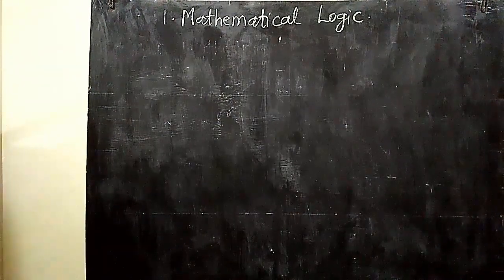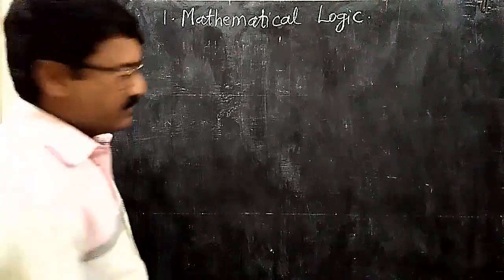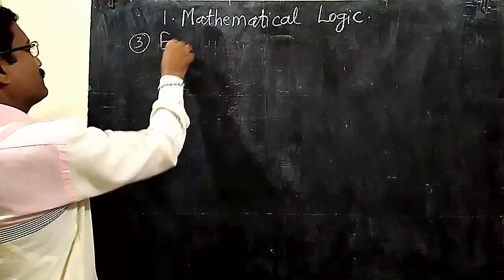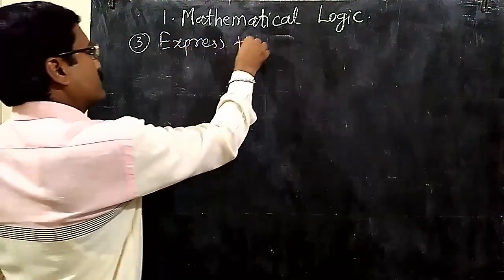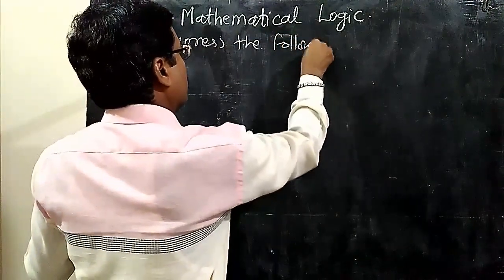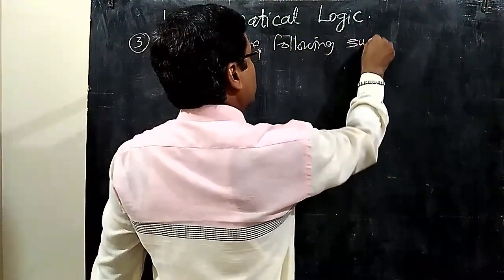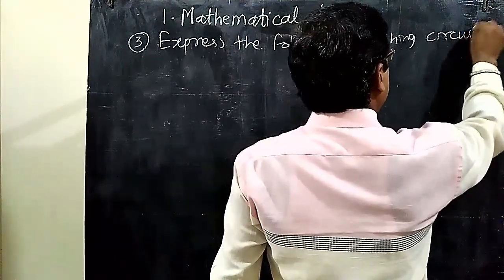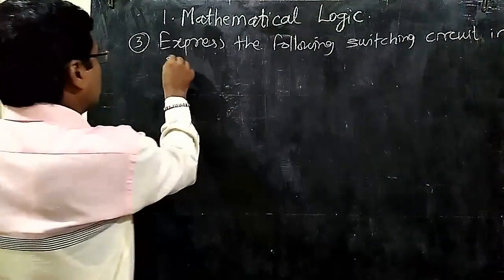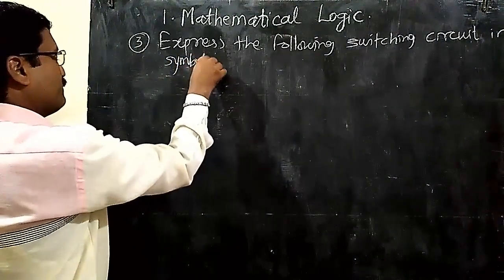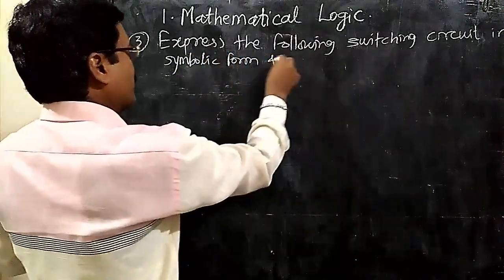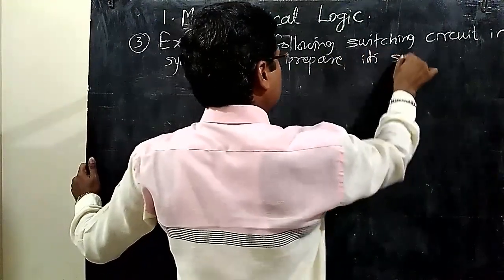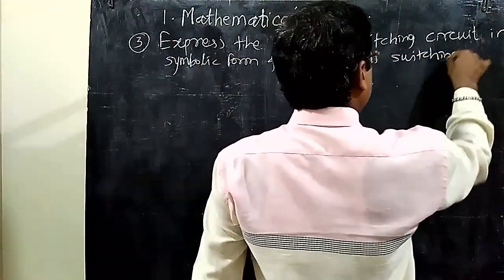Express the following circuit in symbolic form and prepare its switching table. Third type of example. Express the following switching circuit in symbolic form and prepare its switching table.